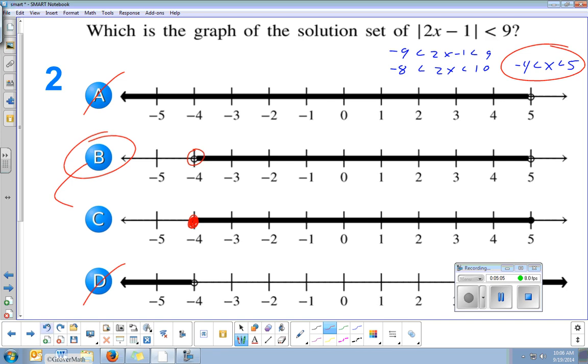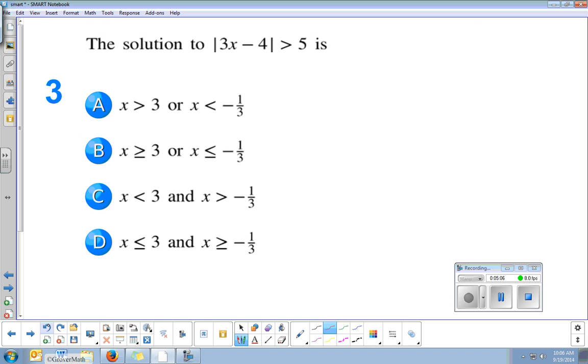So let's try one with greater than now. 3x minus 4 is greater than 5. Okay, so when it's greater than, you have two separate inequalities. You are not going to have a combined one. We're not going to do negative 5 and 5 on both sides. You have to write two completely different inequalities. The first one is 3x minus 4 is greater than 5, exactly what you see up here, just no absolute value bars.